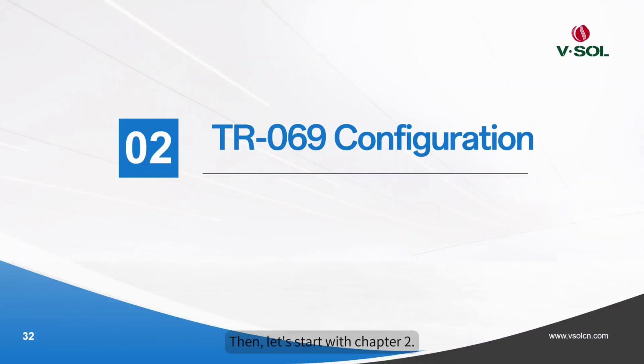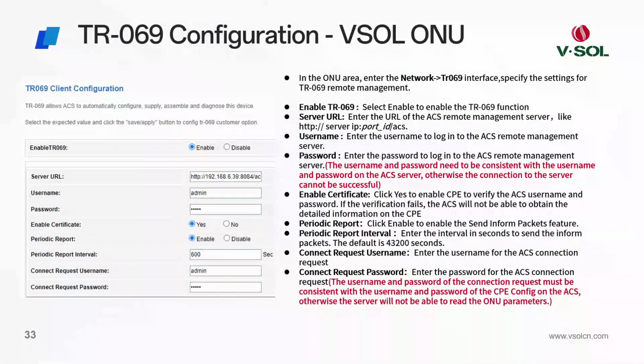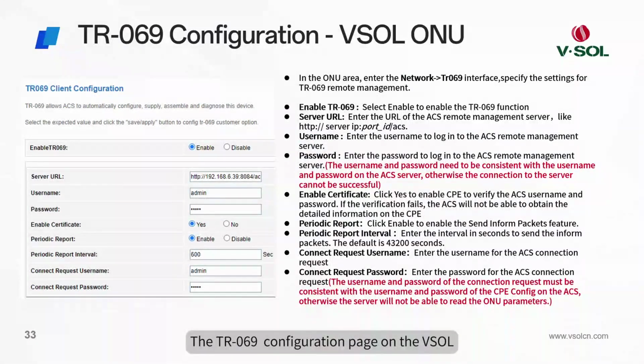Then, let's start with Chapter 2. This chapter introduces how to configure TR069 on the vSol ONU and the function of each parameter. The TR069 configuration page on the vSol ONU web page is shown in the left figure. Different ONU models may have different web styles, but the configuration items are basically the same.